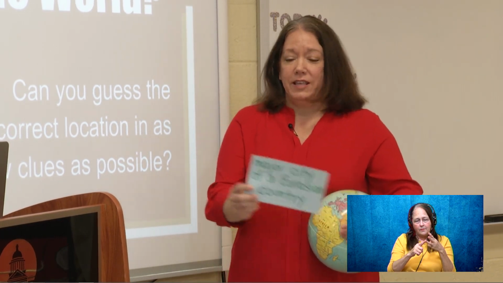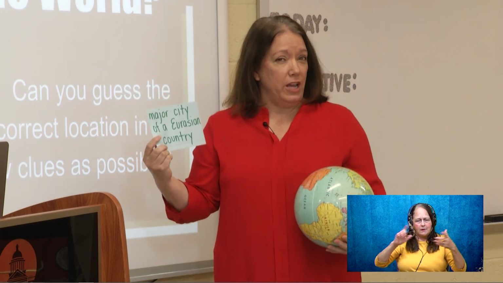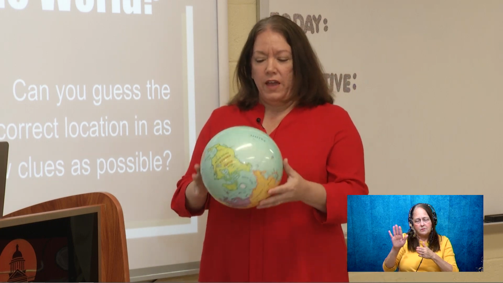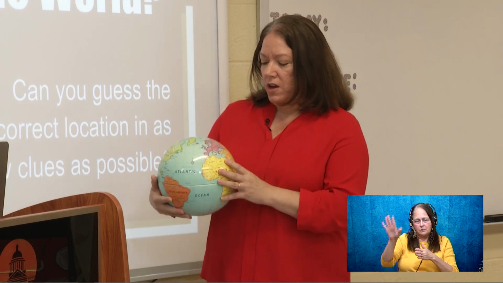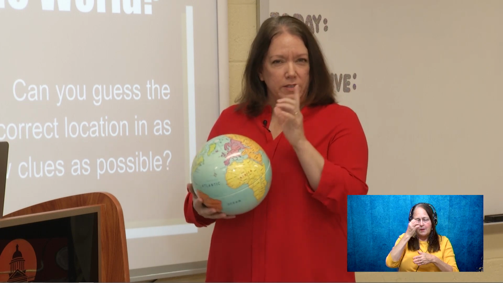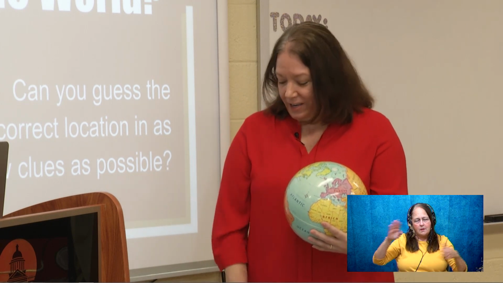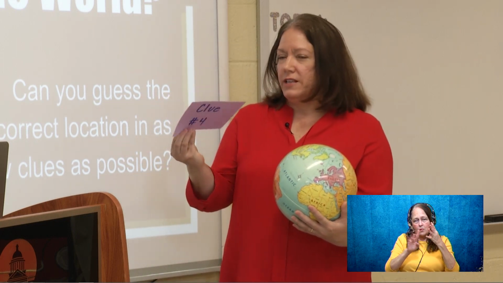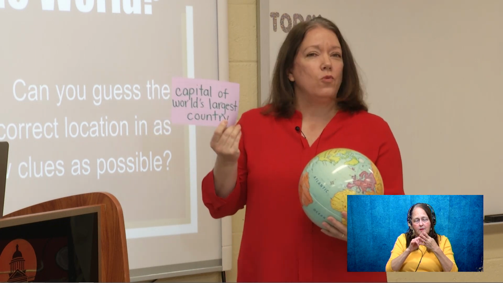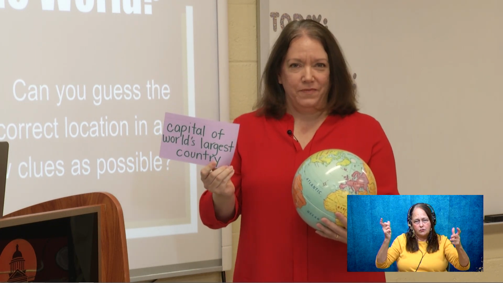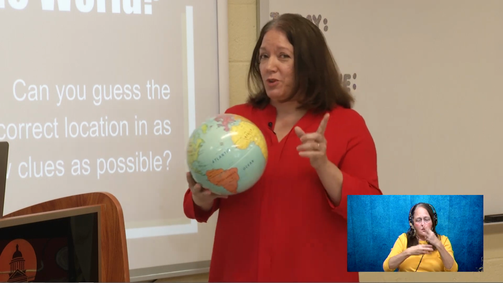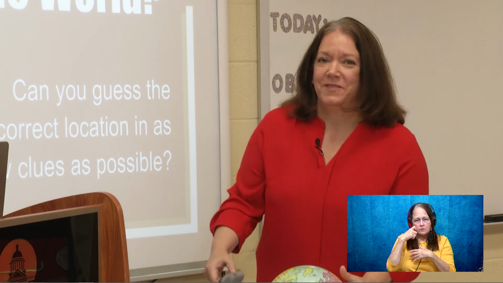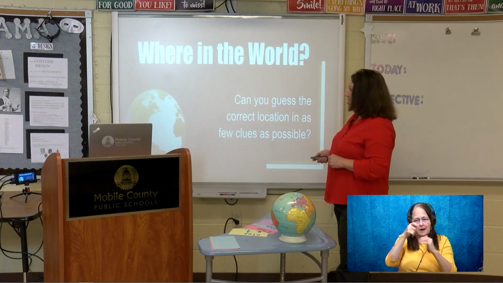Clue number 3 says that this is a major city of a Eurasian country. I bet some of you guessed. Eurasian country. That narrows it down. So now we are somewhere between Europe and Asia, and this is a major city. I know that some of you have guessed it, but let's go to the last clue. Clue number 4 says it's the capital city of the world's largest country. And we know that the world's largest country is what? Russia. And its capital city is Moscow. So if you guessed Moscow, Russia, you are correct.